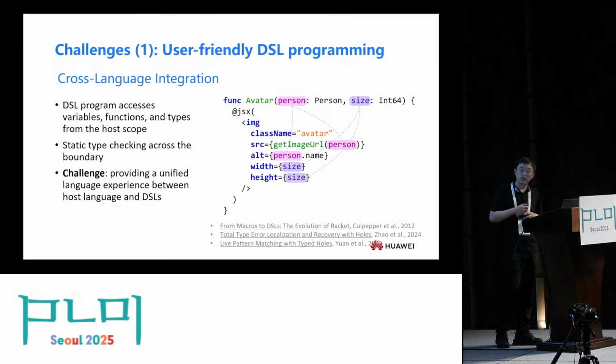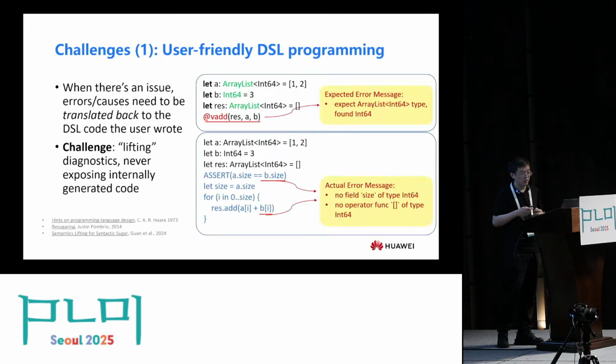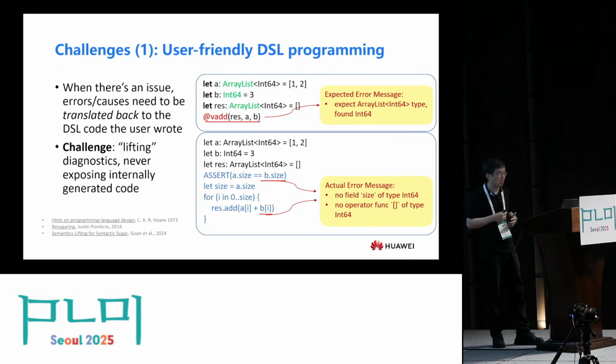So in this example here, this DSL program may refer to variables and types defined outside in the general purpose language. So the challenge here is to provide a unified language experience between its host language and DSLs. Another issue, which is also well known for people working on metaprogramming, is that we want to lift the error messages generated by the compiler for this general purpose host language to the specific domains.